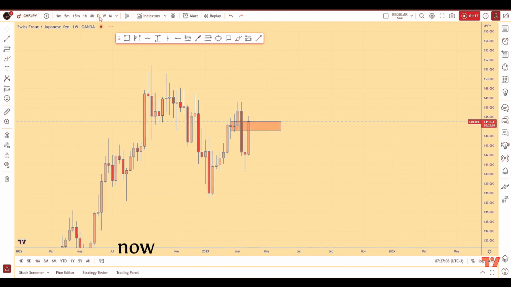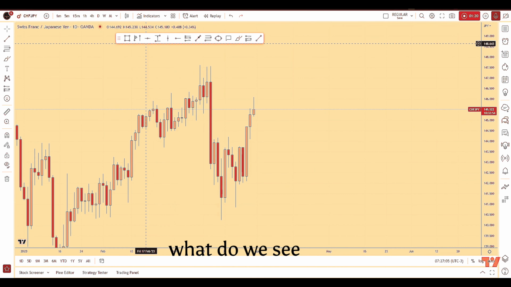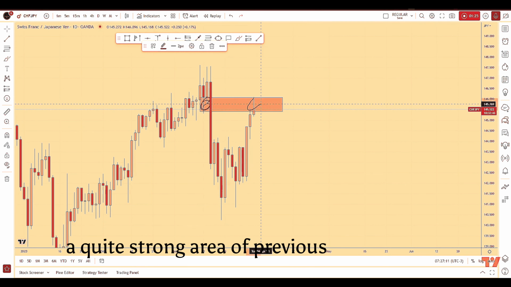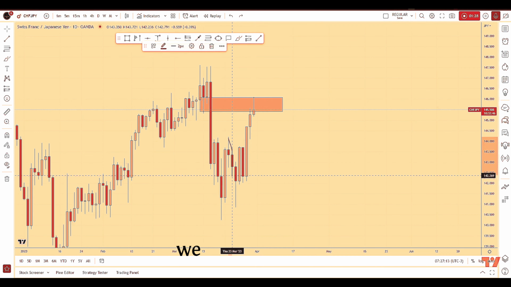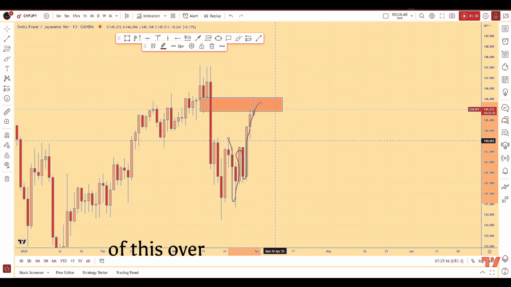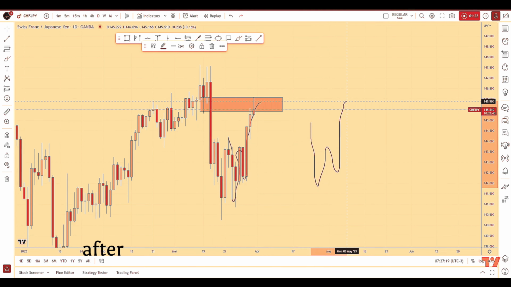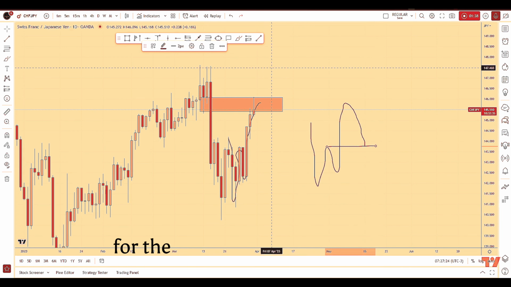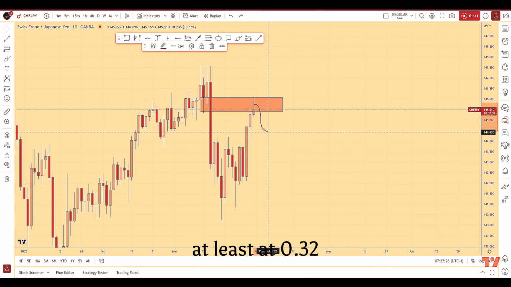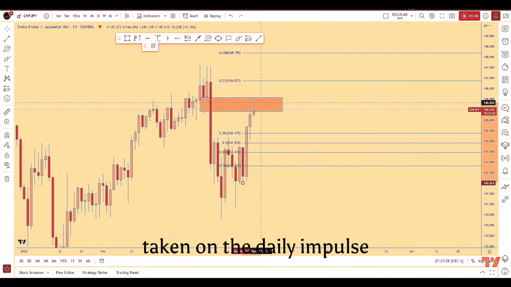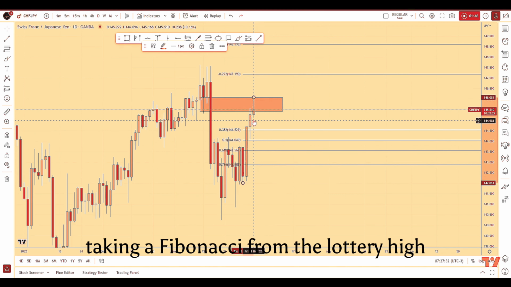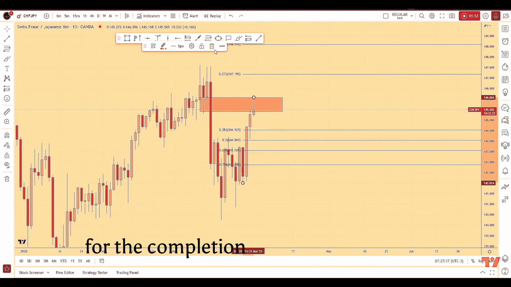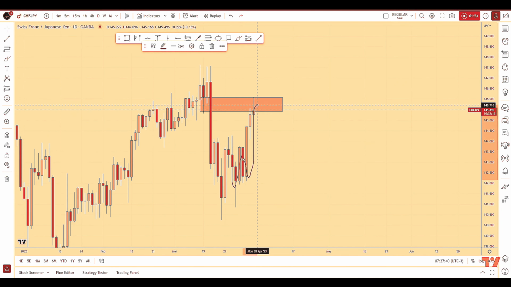Now, dropping down on the daily, what do we see? Now, here on the daily, we can see how the market is currently testing a quite strong area of previous daily support, which is now turned resistance. We can also notice how we did have the creation of this overextended W formation, and in general, after the creation of an overextended W, what you would expect is a potential rejection to the downside for the completion of the pattern, at least at the 0.32 of the Fibonacci taken on the daily impulse, which in this case, taking our Fibonacci from the low to the high, would mean that we would like to see the market retrace at least to this 0.32 for the completion of this overextended W formation here.